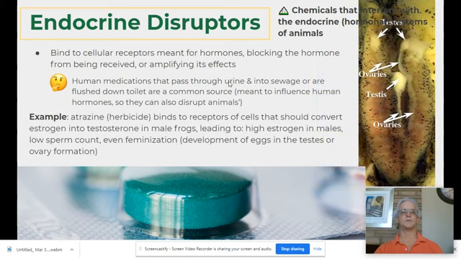For example, atrazine, which is a herbicide, binds to receptors on cells that convert estrogen into testosterone in male frogs. This means that male frogs have high estrogen, low testosterone, low sperm count, and even feminization, which means eggs develop in these individuals as opposed to testes.